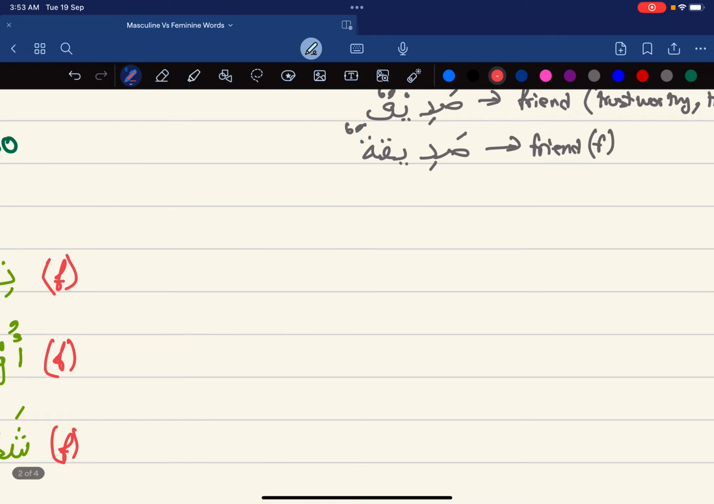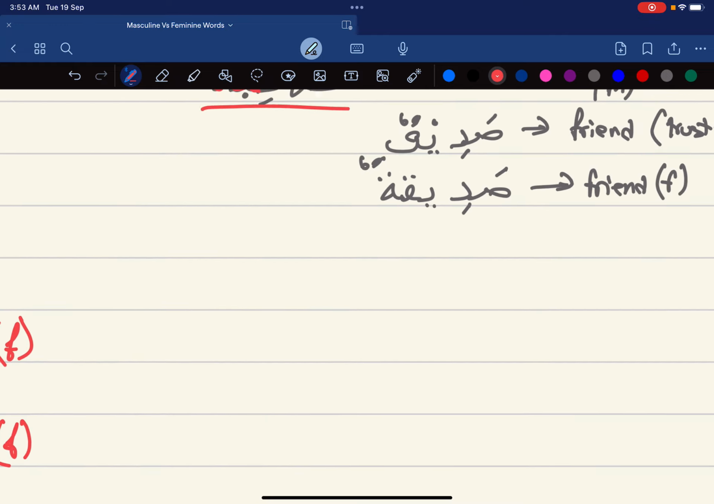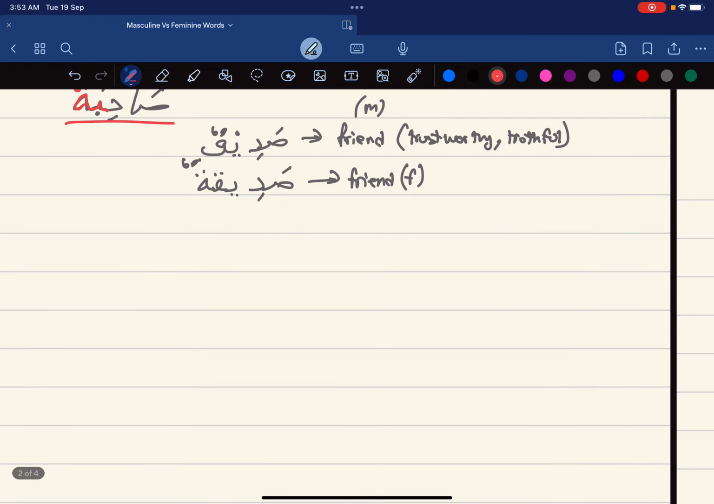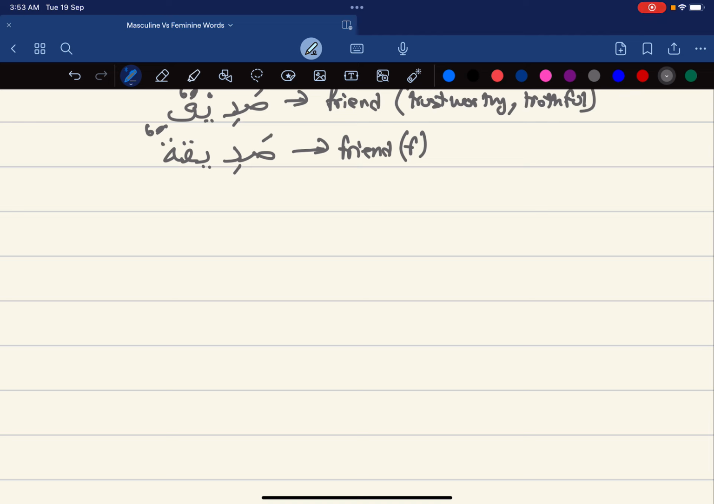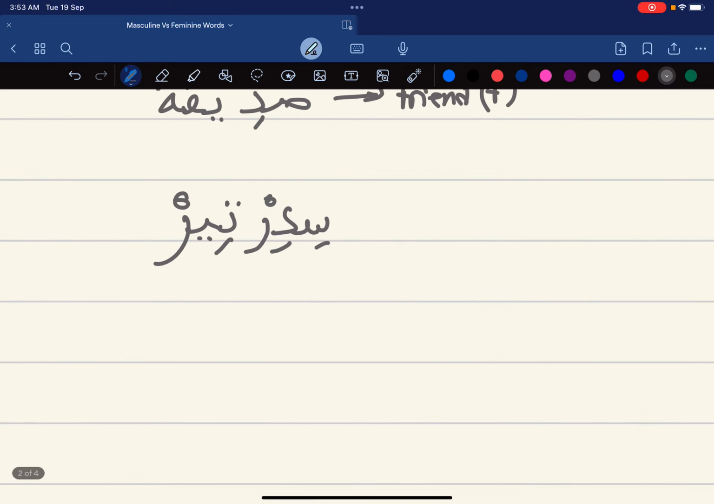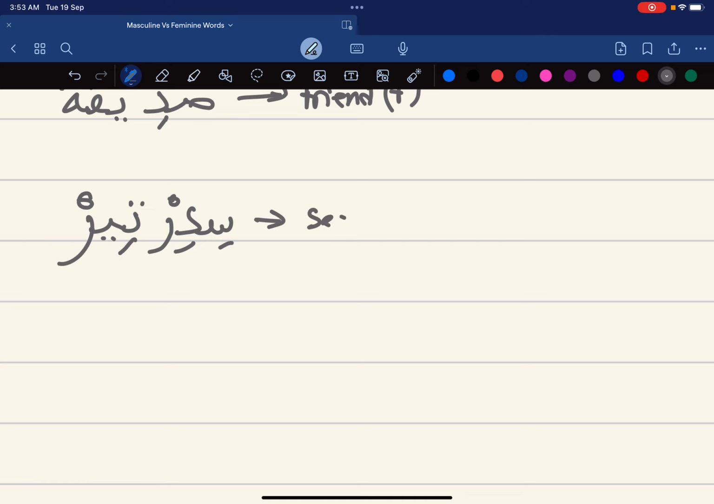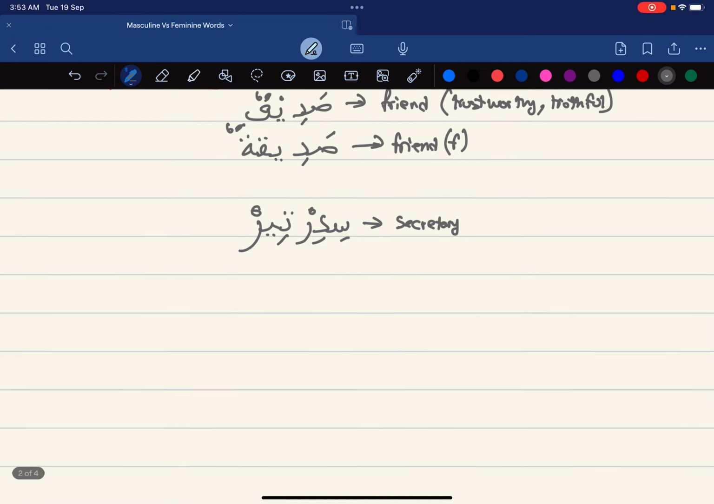Whereas, let's say the word, we could look at an example. Let's look at this example. I'll show you what I mean. Okay, I'll write this word first. The word secretary, right? It means secretary, male.